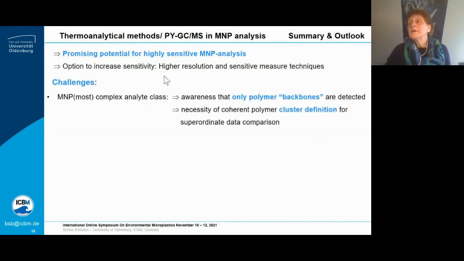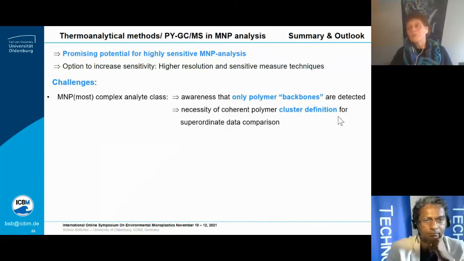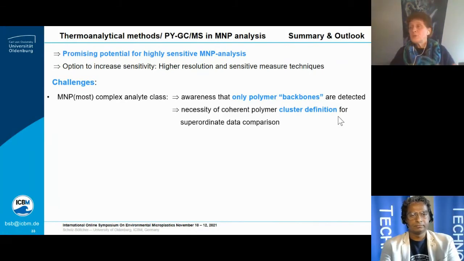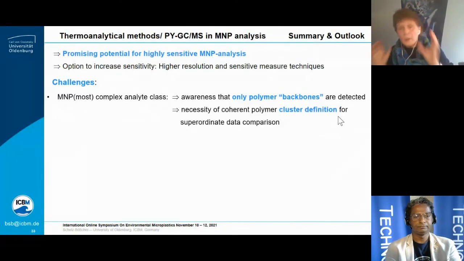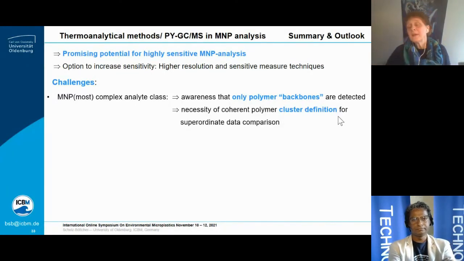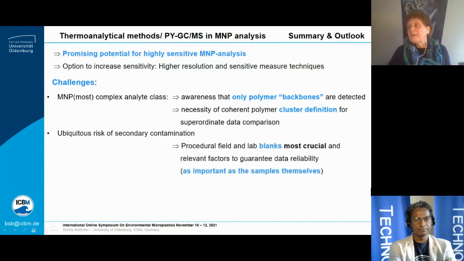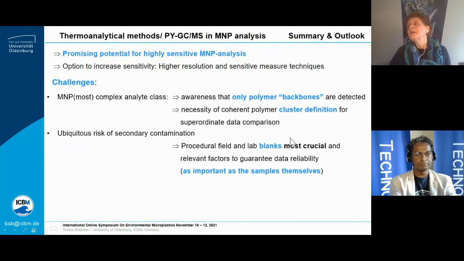So the importance of the blanks becomes really relevant. But first of all, to be in line, the polymer backbones need a cluster definition. So we have to be sure, if we would like to compare data between studies, we are talking about the same masses. Then we definitely have this secondary contamination problem and the ubiquity of polymers. So the blanks are most crucial and as important as the samples themselves.